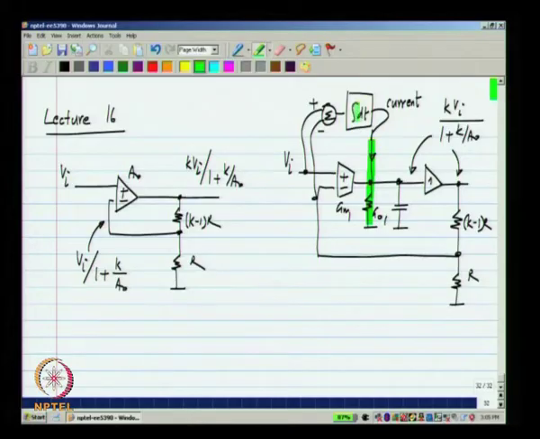Now, how do we implement this integrator and this differencing and so on? Exactly the way we have been doing it all along. First of all, we have to make an integrator and also the output of that has to be a current.